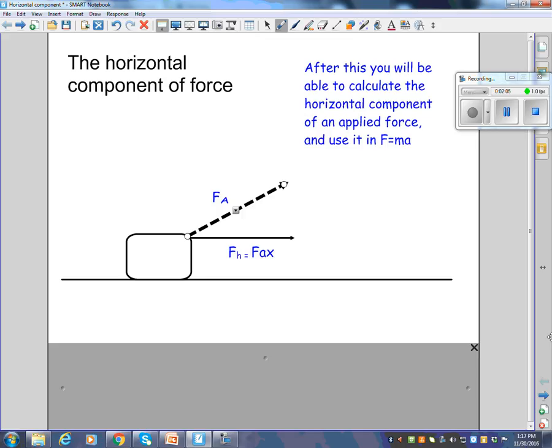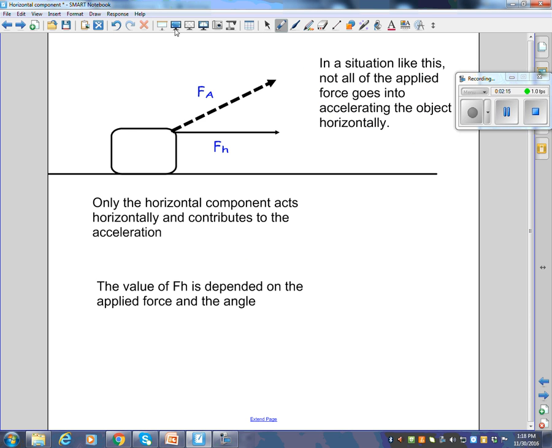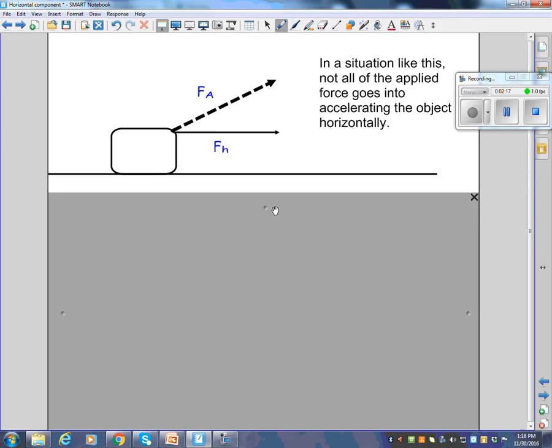Now, you're going to see that picture a few more times. Don't keep drawing it. It's just going to be there on the screen for me to work with. Okay, and I'm going to leave that FH there just so that you've seen it, but I'm going to keep changing it to FAX throughout.